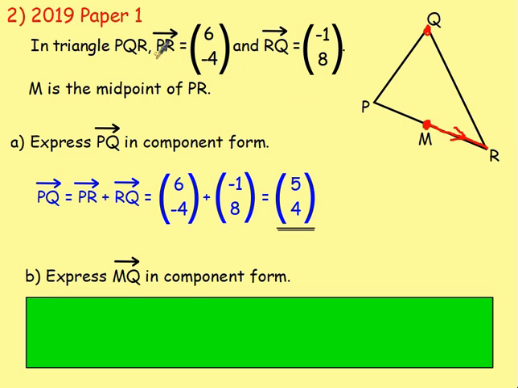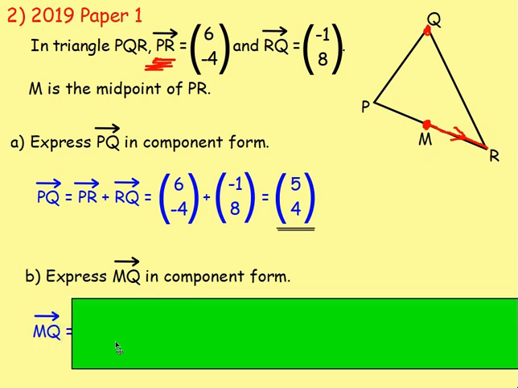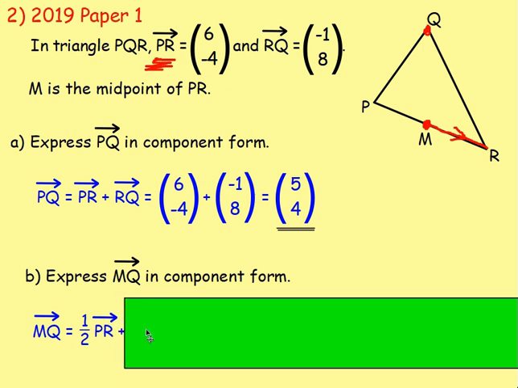Yeah, brilliant. What we know is we know PR. We know PR is going from P to R, but because M is the midpoint of this, we know that MR would be half of PR, because it's the middle. So we can say that to go from M to Q, first of all, we would have to go from M to R, which is half of PR.